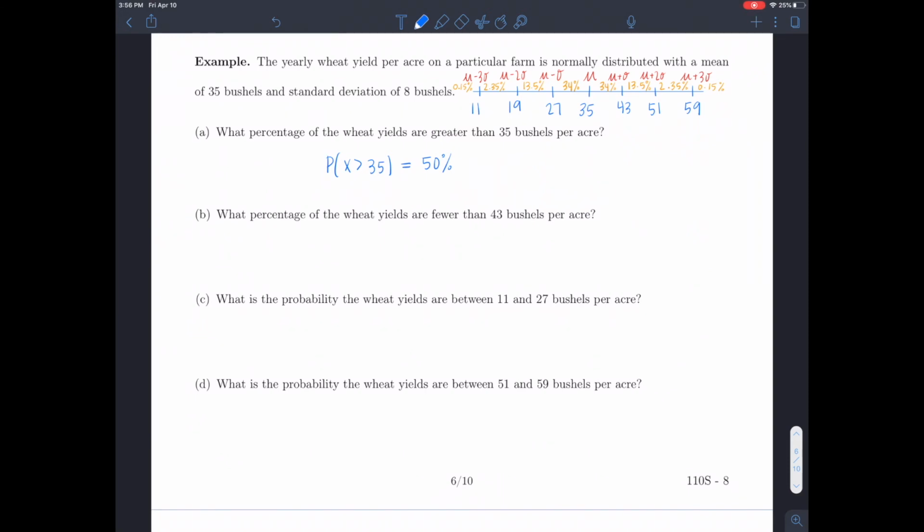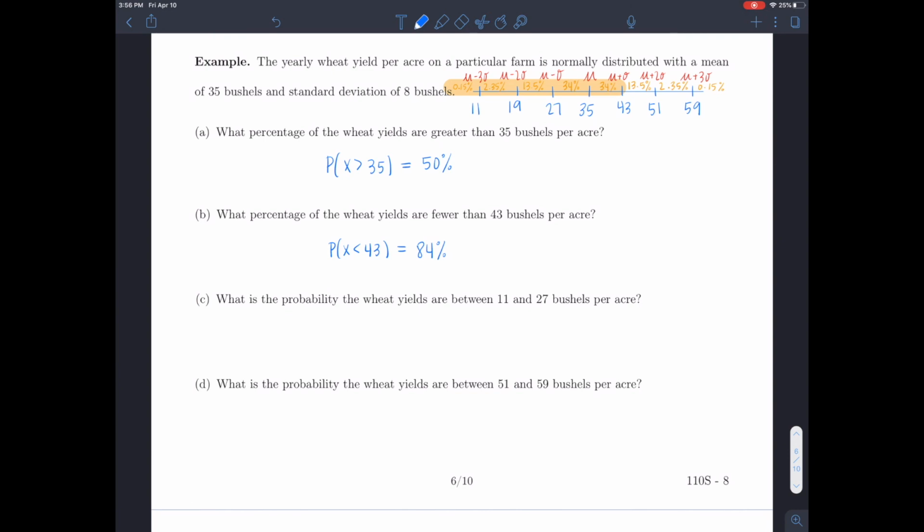Moving on to part B, it asks what percentage of the wheat yields are fewer than 43 bushels per acre. So converting this to probability notation, I get x is less than 43. And so here what I'm going to do is I've taken the percentages and I've written them here. You can also just go back to the graph. But what we do to find the probability that x is less than 43 is you're going to start at x is 43, and then you're going to add up all of the percentages that are for values less than 43. And so here, when you add all of those up, you get 84%.